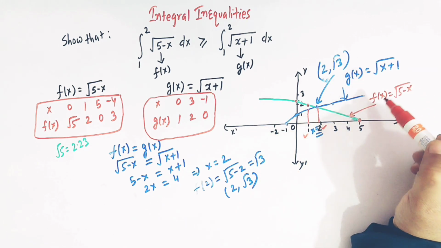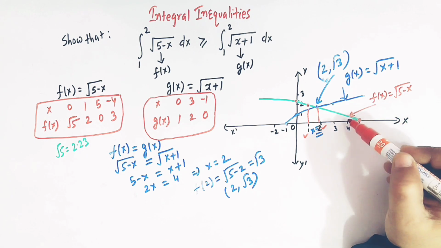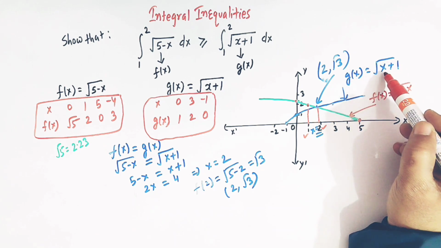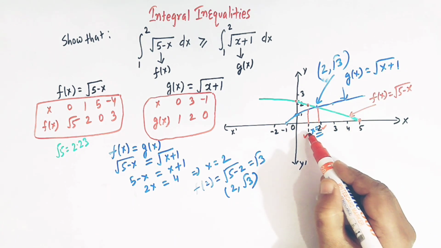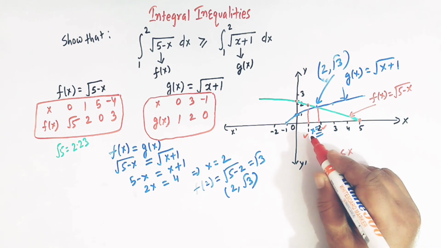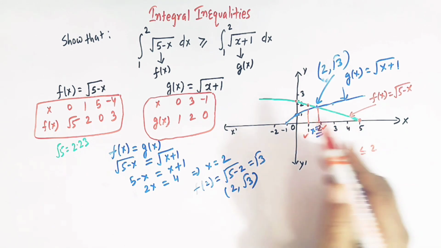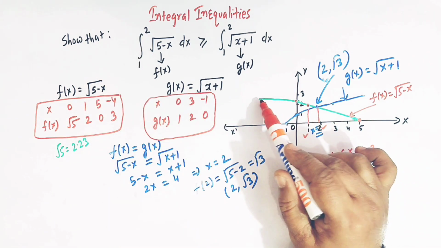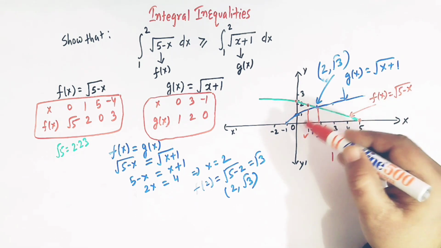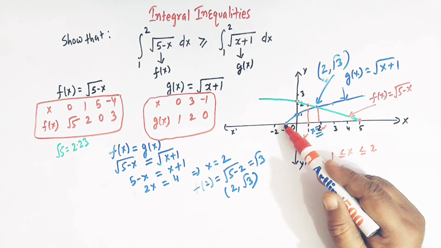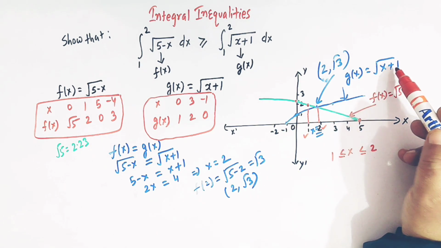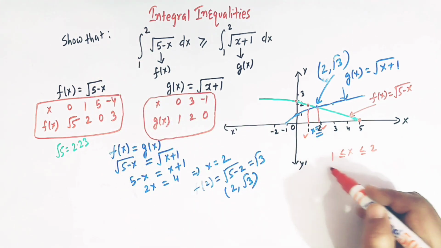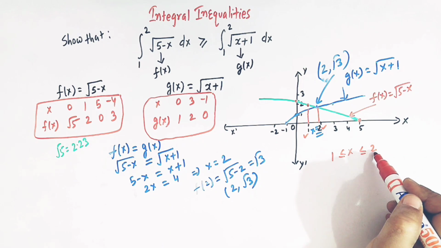The graph of square root of 5 minus x is lying above the graph of g of x, that is square root of x plus 1, for all values of x lying between 1 and 2, because here the limits of integration are from 1 to 2, right? So the graph of square root of 5 minus x always lies above the graph of square root of x plus 1 in the interval, because we are confined to the limits 1 to 2. So we are talking only about the limits, that is 1 and 2, right?